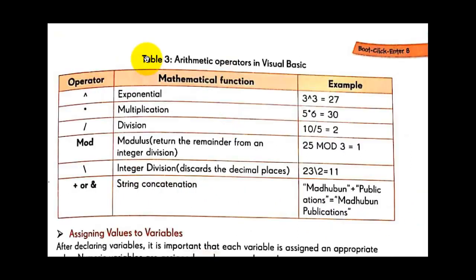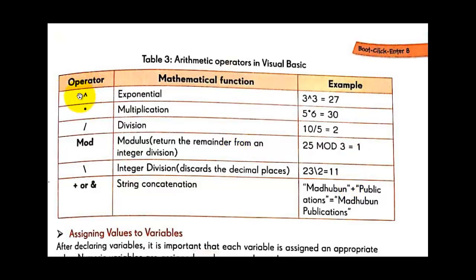Now it is table number 3, arithmetic operators in Visual Basic. Mathematical functions are given here, and examples are also given. These are the operators. I think we have already done these mathematical operators and calculations in the previous year, in your class 7. We have already learned these arithmetic operators and mathematical functions, and how to do the calculations. Now let's remind it again.